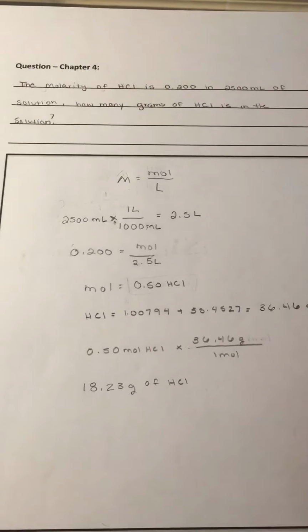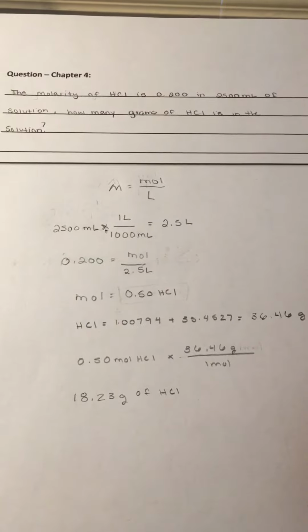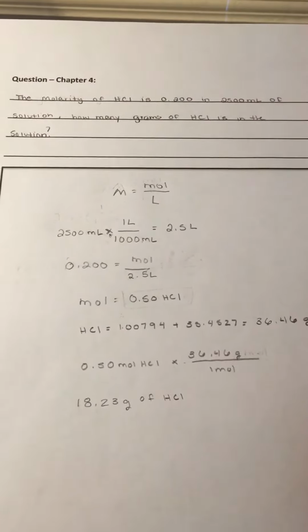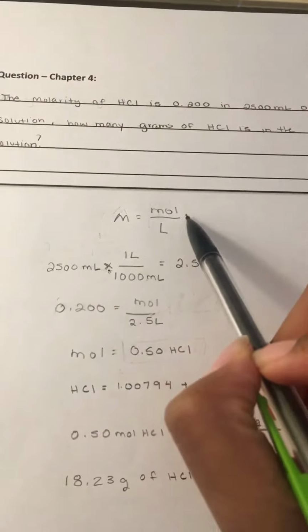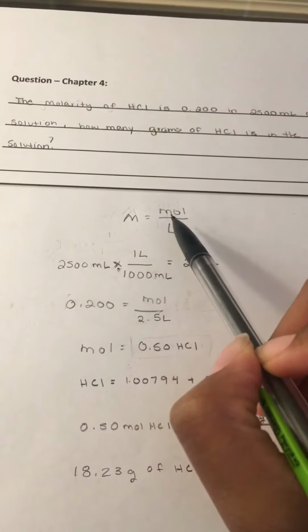My Chapter 4 question reads, the molarity of HCl is 0.200 in 2500 ml of solution. How many grams of HCl is in the solution? So this is the equation that we'll be using to solve this. Molarity equals mole over volume in liters.